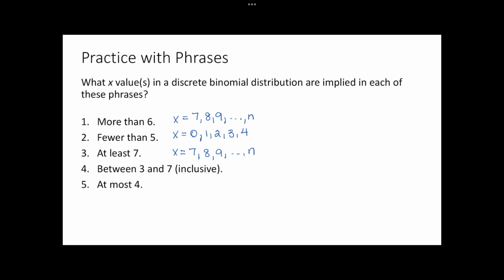Between 3 and 7 inclusive means that I'm going to start at 3 because I'm including that endpoint and go all the way up to 7. So 3, 4, 5, 6, and then including 7 as well. Finally, at most 4 means that I include 4 at the top, and I'm going to list everything less than 4. So 4, 3, 2, 1, and 0. At most 4.